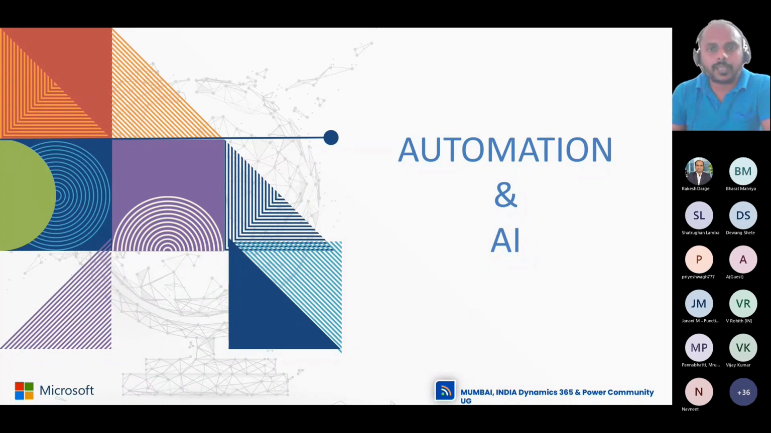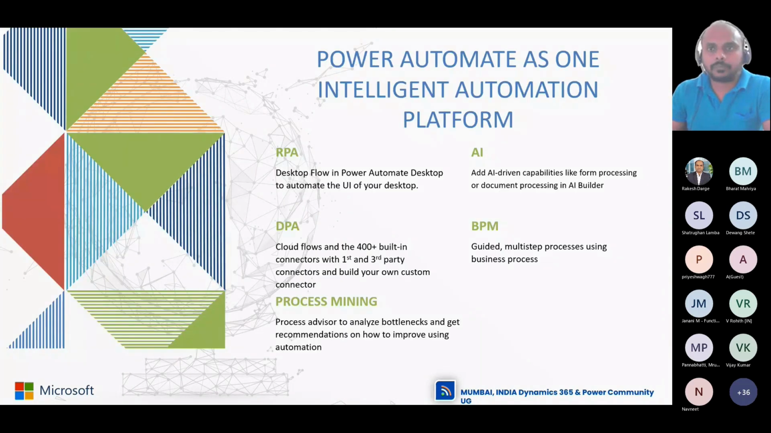So that way we can take advantage of AI along with the automation that could solve a lot of problems. So we are going to talk about that. Let's first talk about Power Automate, as we are talking all about Power Platform. Power Automate is one of the intelligent automation platforms.